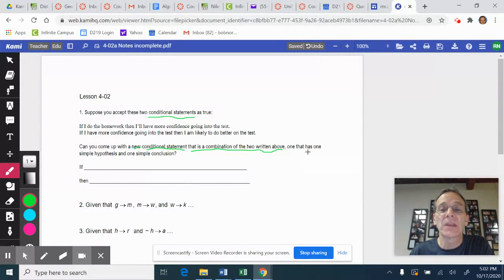And this new conditional statement has to have one simple hypothesis and one simple conclusion. So I've given you the format here, the if and the then. You just fill out one simple statement here and one conclusion there after the then. Pause the video, see what you can come up with.